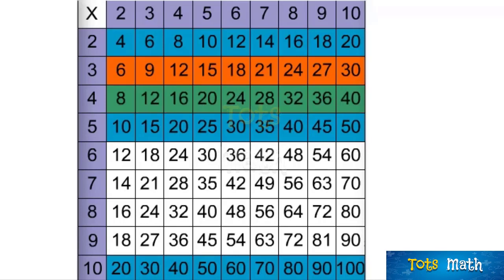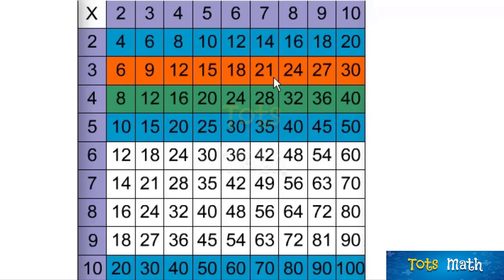What you might notice about the 4's is that all you have to do is double the 2's facts. So double 4 is 8, double 6 is 12, and so on. So if you have a problem to solve like 4 times 6, and you don't know the answer is 24, but you do know that 2 times 6 is 12, you can just double 12, and that'll give you 24.